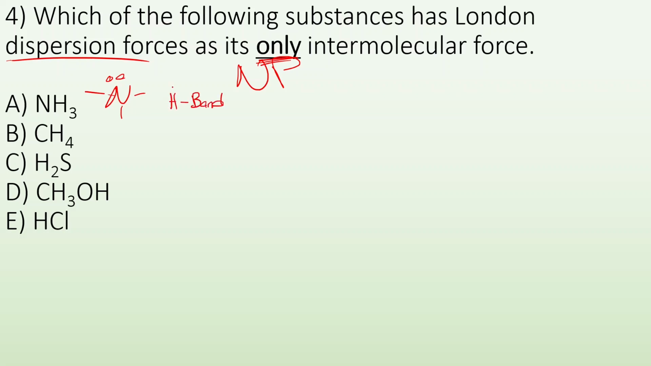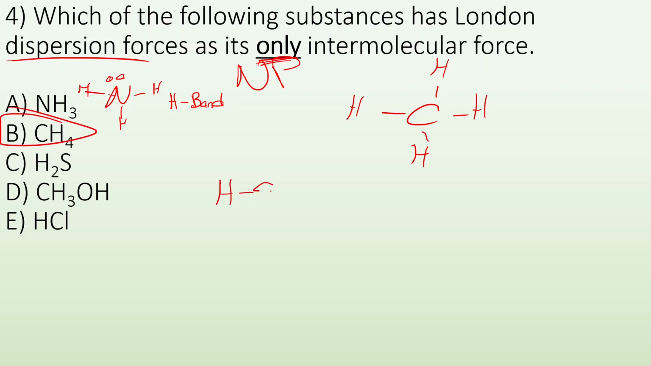We have a polar molecule with a hydrogen bonded to a nitrogen, oxygen, or fluorine. You have hydrogen bonding there. CH4, we're going to have a perfectly symmetrical nonpolar molecule, which tells me, hey, this is looking like our answer. It only has London dispersion. But let me check the rest of them. I got H2S, which is going to look like the same shape as H2O. It's going to be a polar molecule, which tells me it has dipole-dipole.